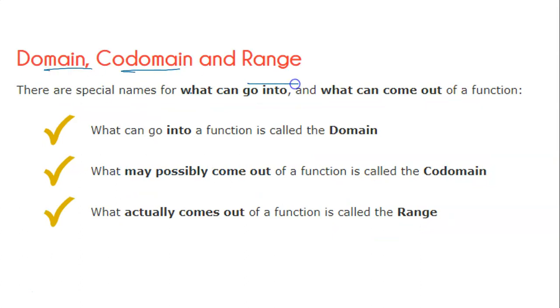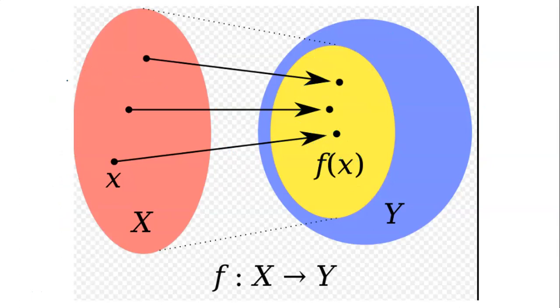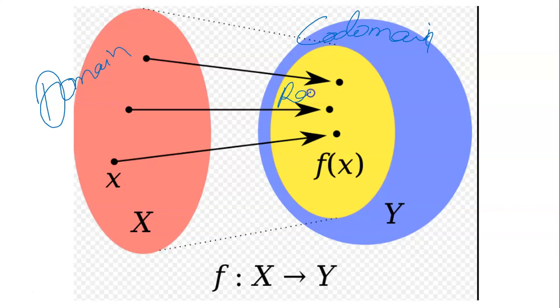Domain, codomain, and the range. I just showed you that this is the domain, this is the codomain, and this is the range. Okay. I hope this is clear.